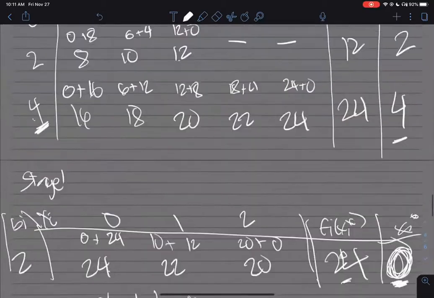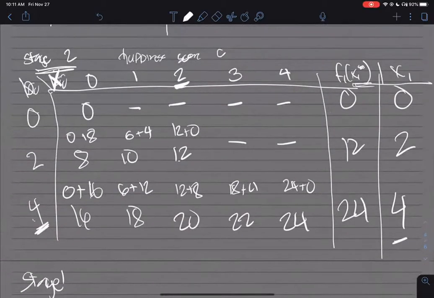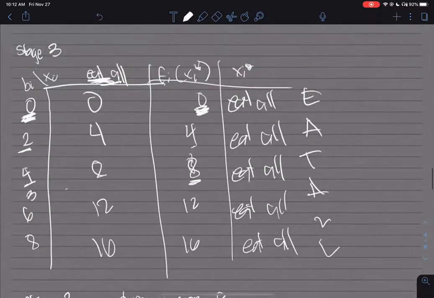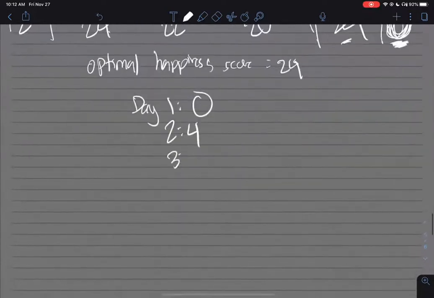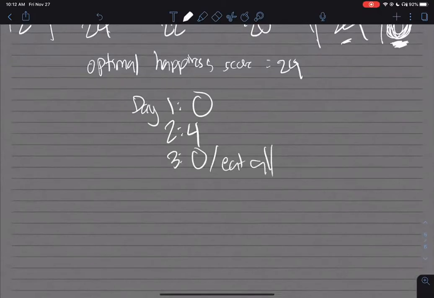So, ilan ang natira sa'yo for day 3? Meron kang 4 nung day 2, kumain ka ng 4, ilan natira sa'yo for day 3? 0. So, ang optimal kay day 3 ay wala ka rin kakainin. 0 or eat all. Okay?